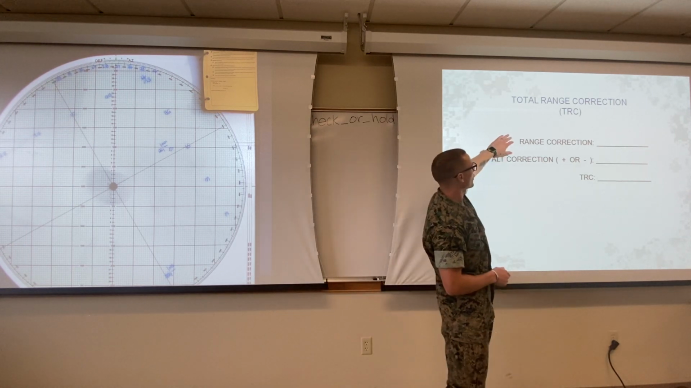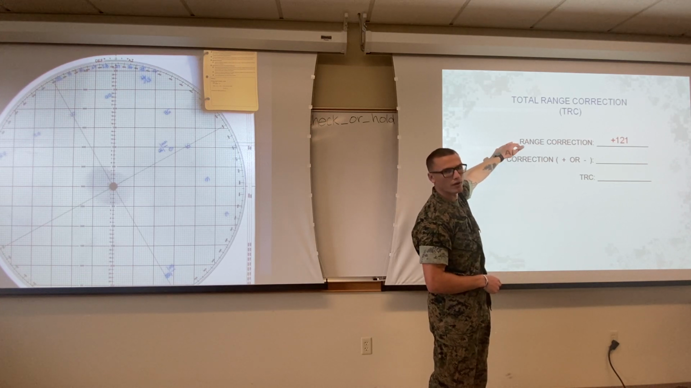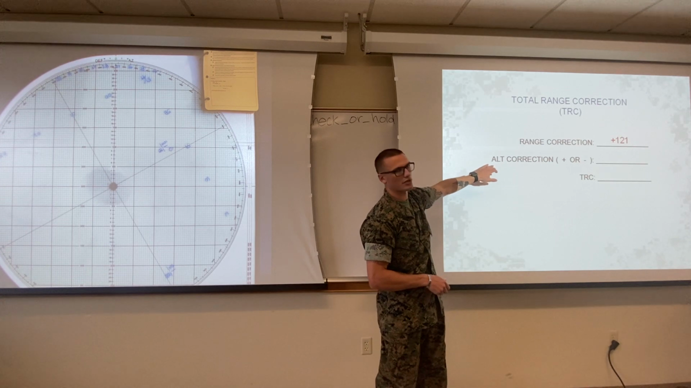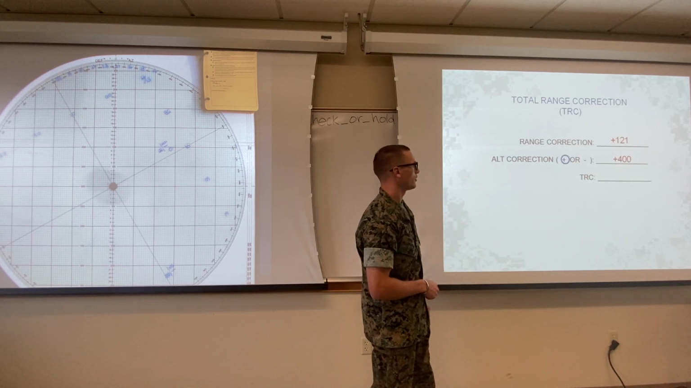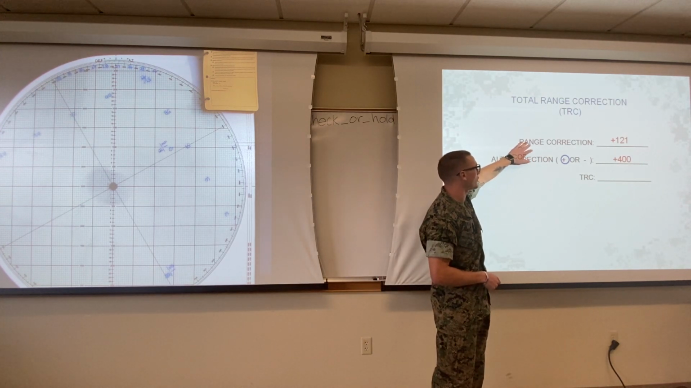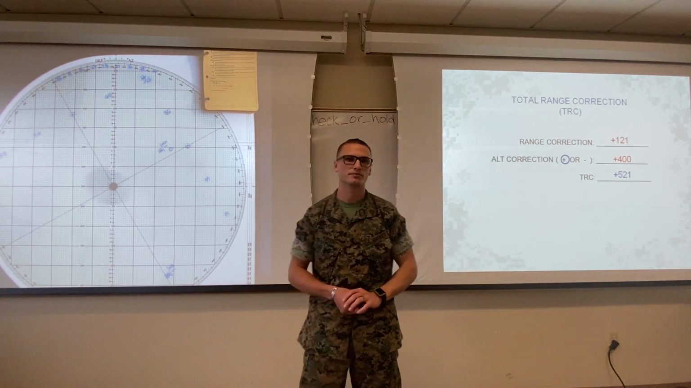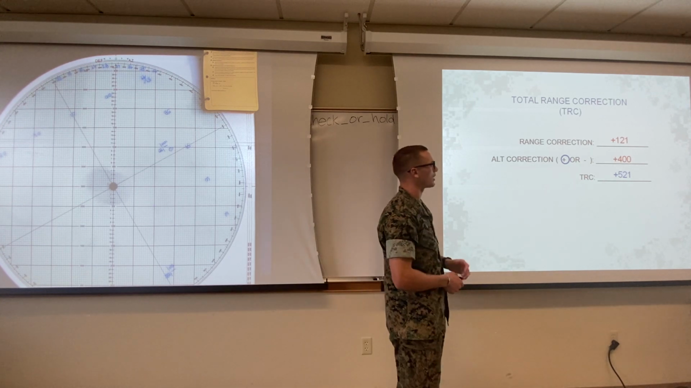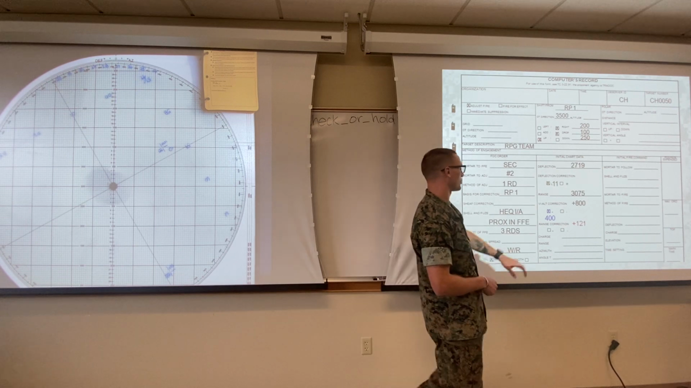All right, so total range correction. I just got my range correction of positive 121 from the previous slide. Now I need to get my altitude correction. So I already determined that to be a positive 400. Now I'm going to apply my altitude correction to my range correction, in this case to get a positive 521. Now once I have that positive 521, I can then bring it back into my computer's record.